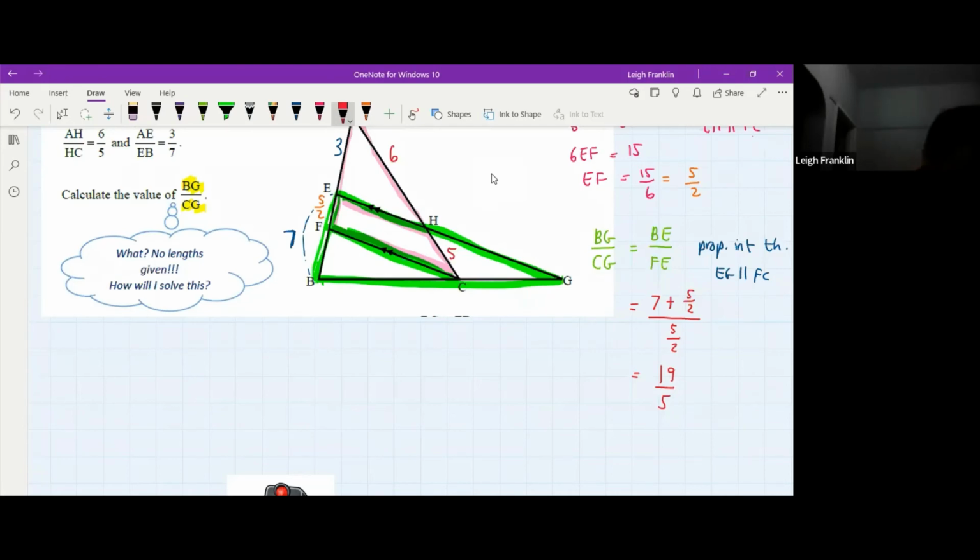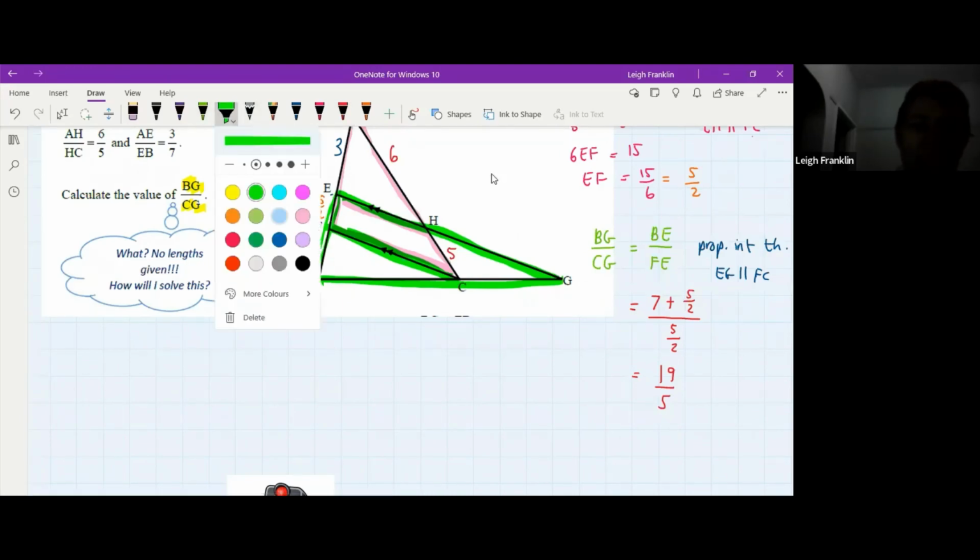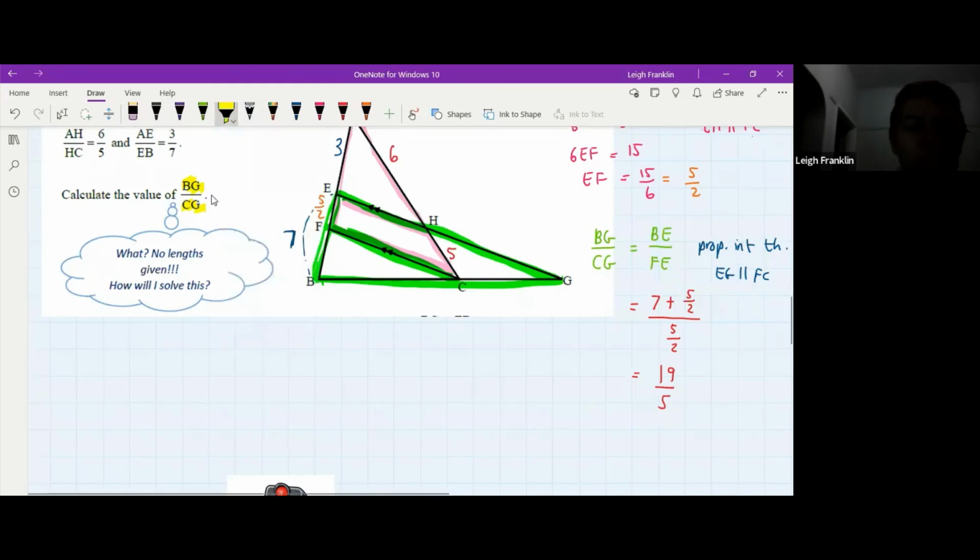Coco, did you get the same answer? I did. Well done, guys. Ma'am, can we leave it as a fraction? Yes, you must leave it as a fraction because they've asked you for BG over CG, the relationship between the two. So yes, leave it as 19 over 5, like so. Okay, thank you, ma'am. All right, absolutely.